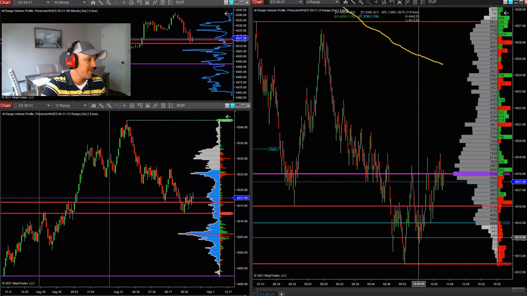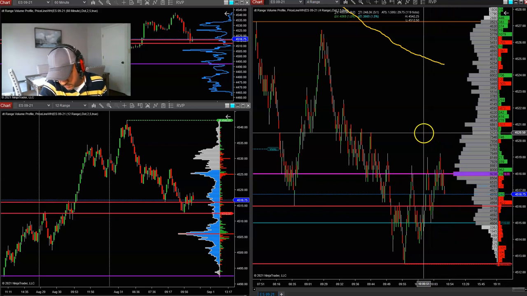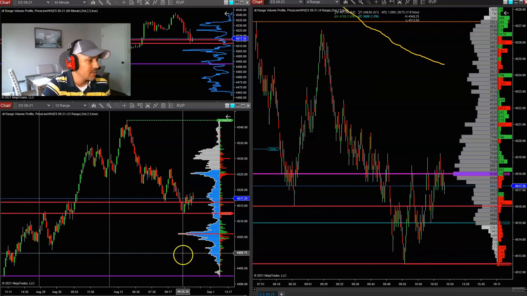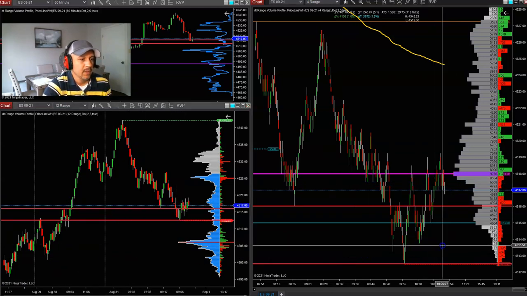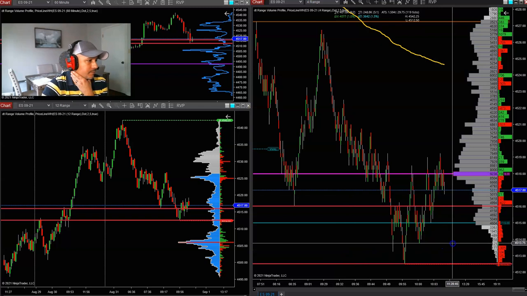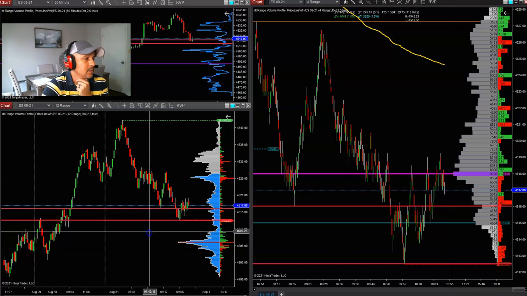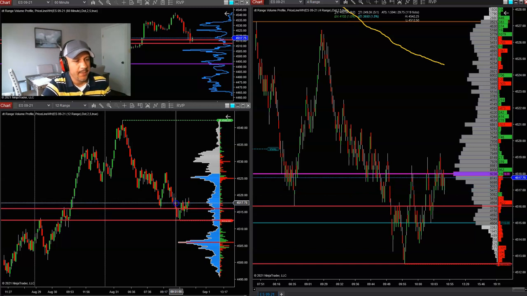So of course, we're at the VPOC right now. Price is just wanting to, what does it do around the VPOC? It just wants to sit around there. Eventually it'll decide which direction it wants to move. Yeah, I'm waiting to see what's going to happen here.